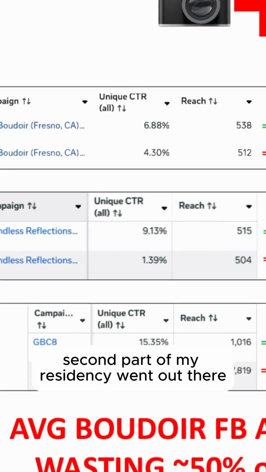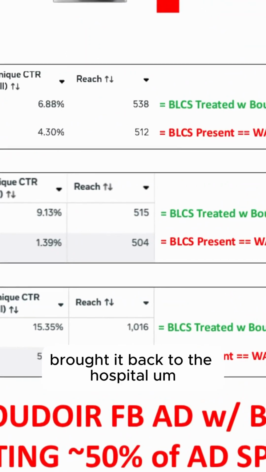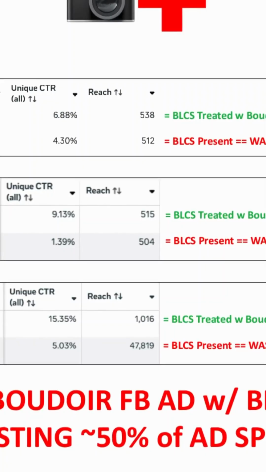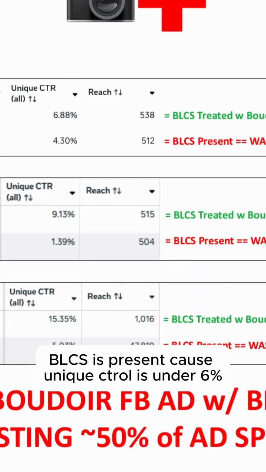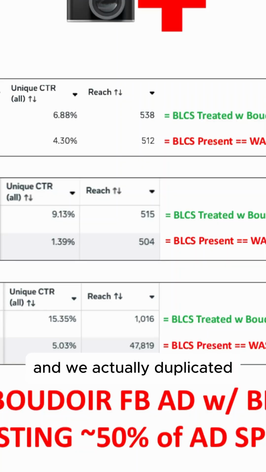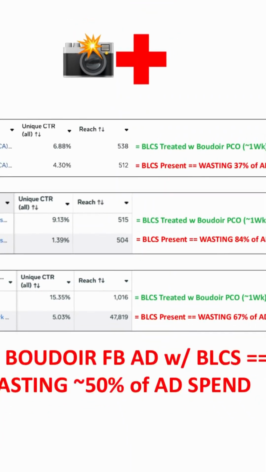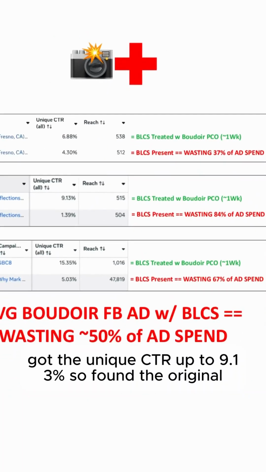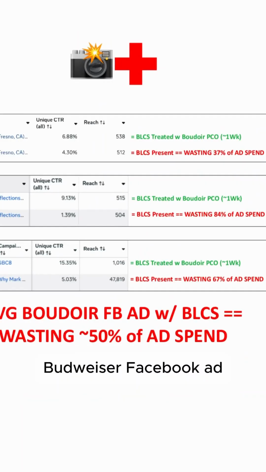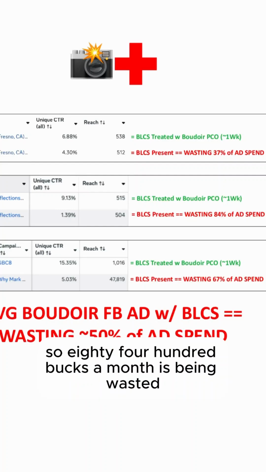Second part of my residency, I went out there, found a second Boudoir Facebook ad, brought it back to the hospital, tested it, and found its unique CTR was 1.39%. So we know BLCS is present because unique CTR is under 6%. We duplicated it, treated with Boudoir Pico, took about a week, and got the unique CTR up to 9.13%. So if they're spending 10 grand a month on the original Boudoir Facebook ad, it was wasting, literally, 84 percent. So $8,400 a month is being wasted.